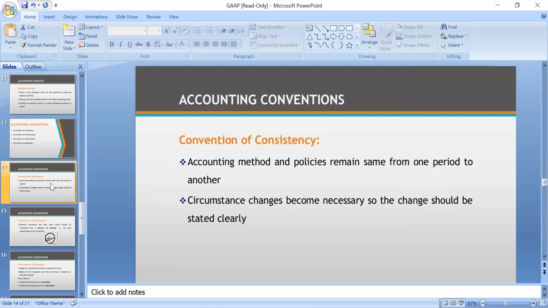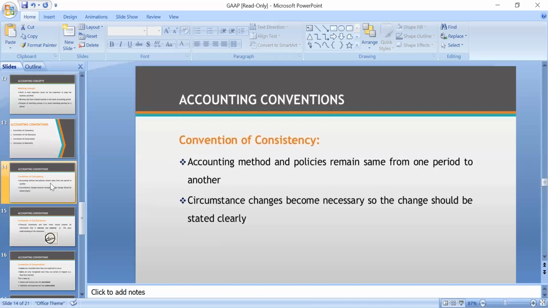So, according to this convention, when we adopt one method for accounting practices, we remain constant to that method. We do not change that method. Like if we select a periodic inventory system for inventory recording, then we will consistently follow this method.